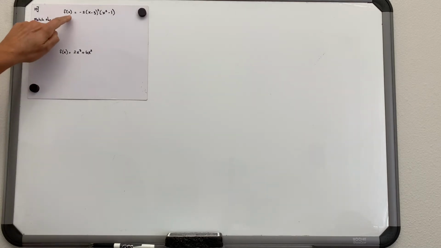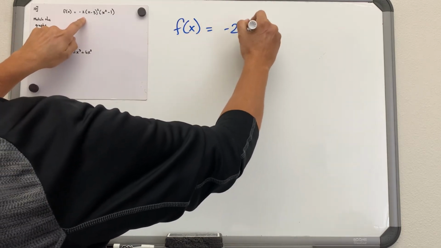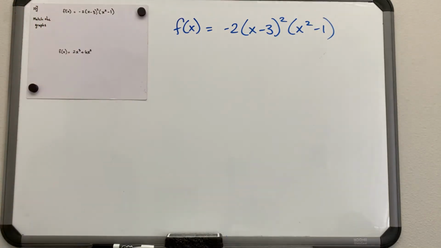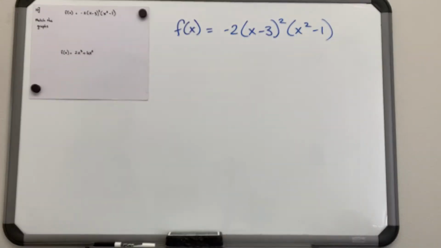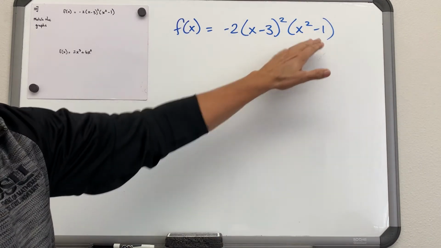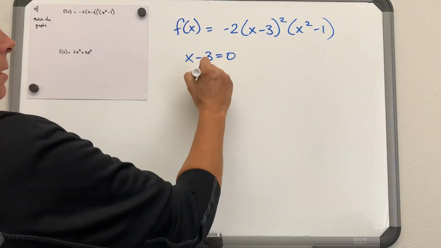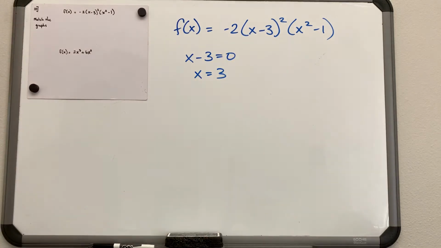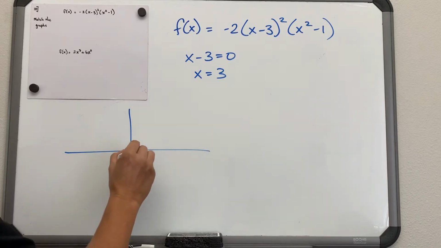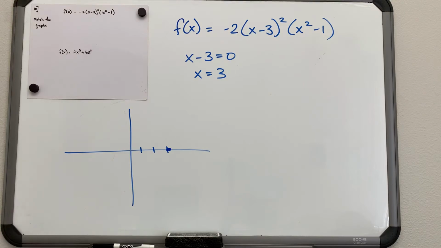So let's look at this first one. I've got f of x, I'll rewrite this because it's so small, equals -2 times (x minus 3) squared times (x squared minus 1). So the first thing to think about is, where are my zeros? I could set this equal to 0, I could set that equal to 0, and in both cases I'll get some zeros. So x minus 3 equals 0, I have x equals 3. Well, what is a zero? A zero is where the graph touches the x-axis. So I know it's going to touch it at 3.